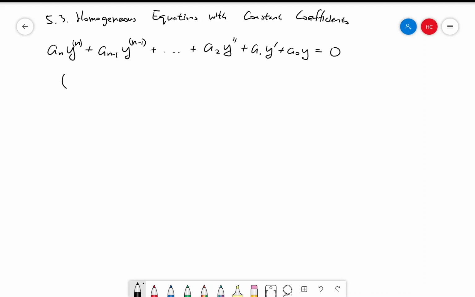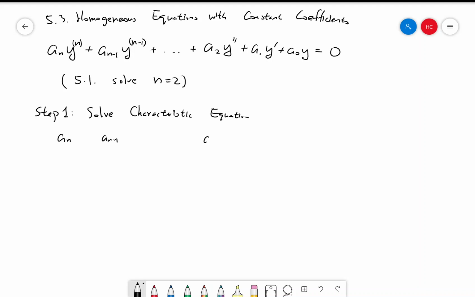So recall that in section 5.1, we know how to solve this equation in the case n equal to 2. So this is a generalization of what we did in section 5.1. So step 1 is the same. We need to solve what's called a characteristic equation. The characteristic equation has the same coefficients as the original equation, but instead of the derivatives of y, we have r to the n, r to the n minus 1, r squared, r, and then 1.